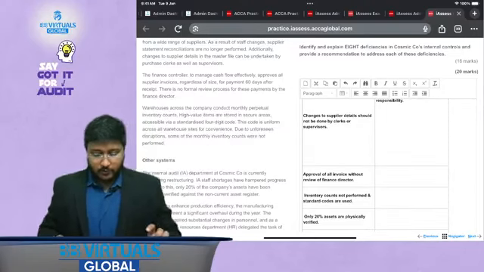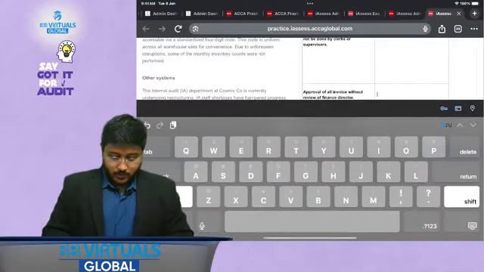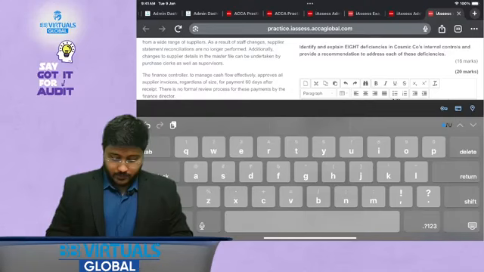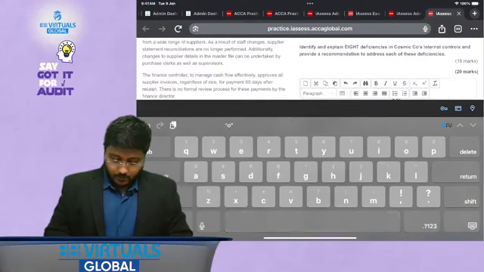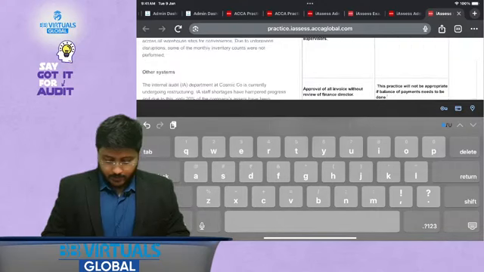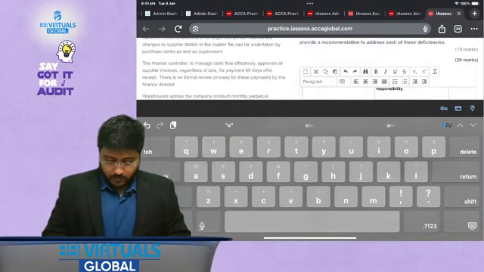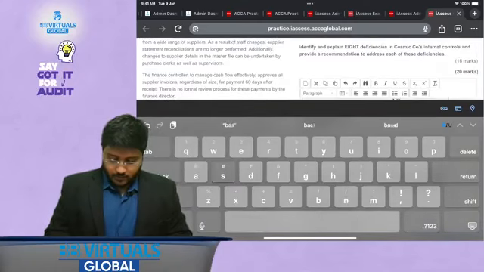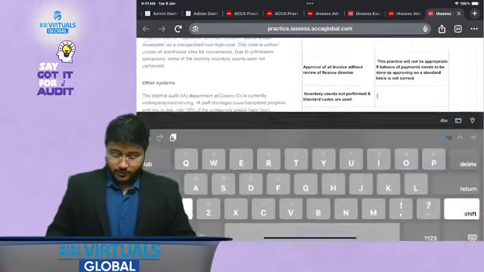Now, approval of all invoice without review of finance director. This practice will not be appropriate if balance of payments needs to be done, as approving on a standard basis is not correct, right? Now, inventory counts not performed and the standard codes are used.